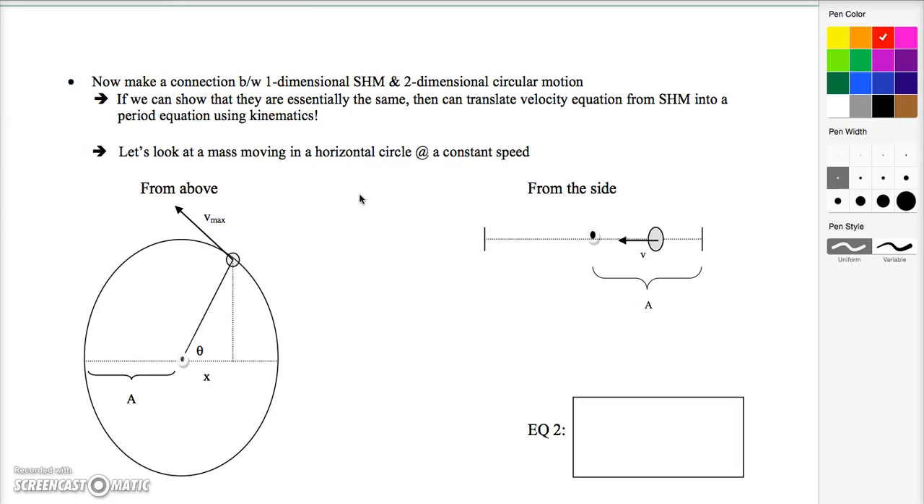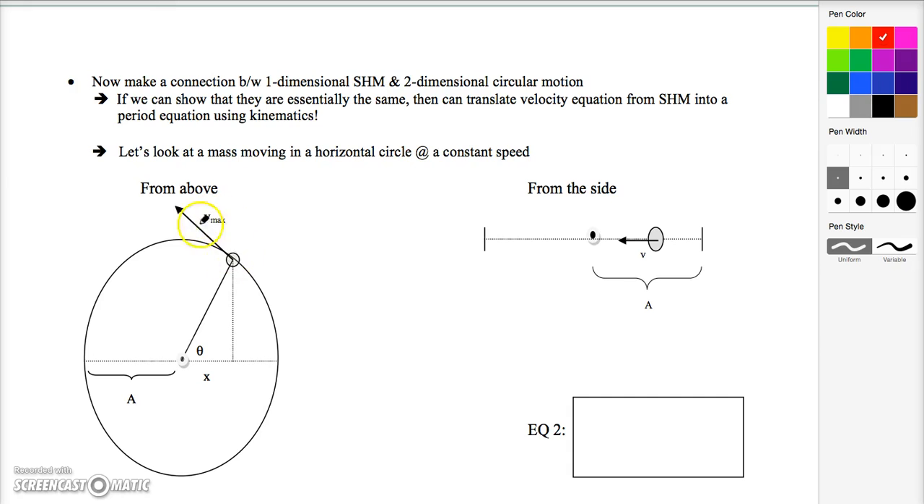Okay, so now let's make a connection between 1D simple harmonic motion and two-dimensional circular motion. So what we're going to start off with is addressing a ball, let's say a mass, moving in a horizontal circle. We're going to define a couple things: the radius of the circle is A, the angle it makes at any point is theta, and x describes the distance away from the center. Okay, we know that the velocity is always tangential.